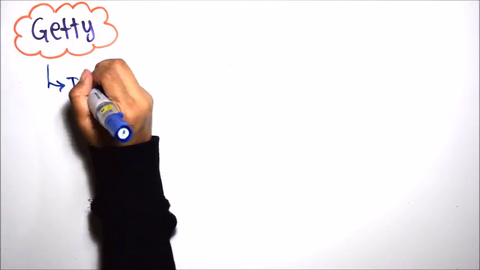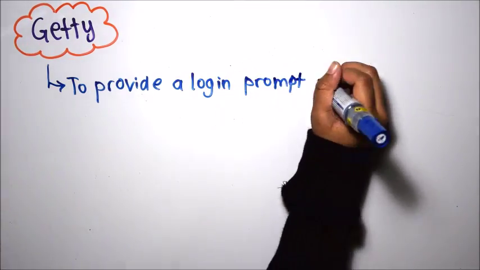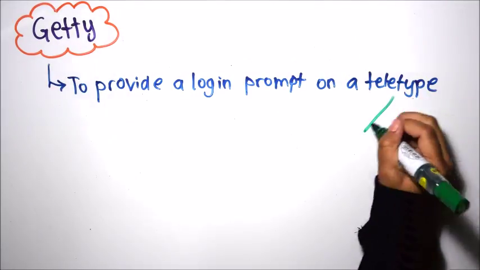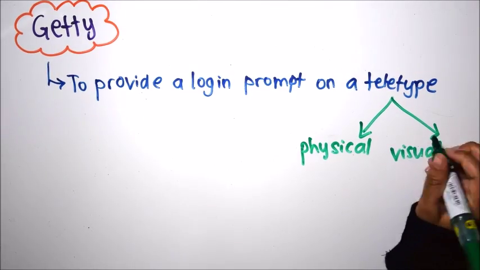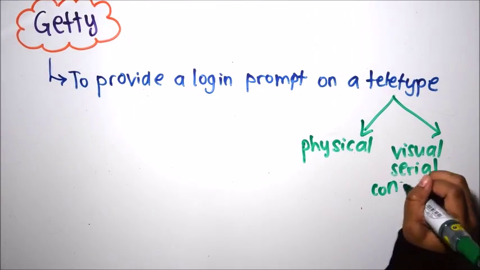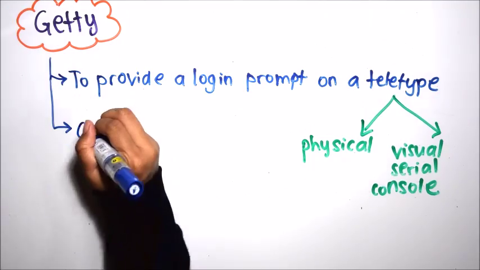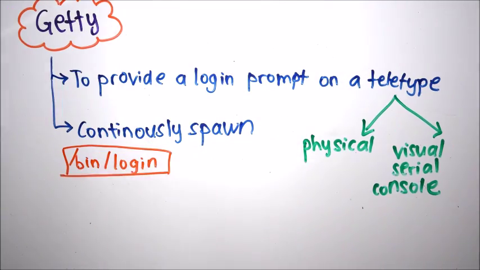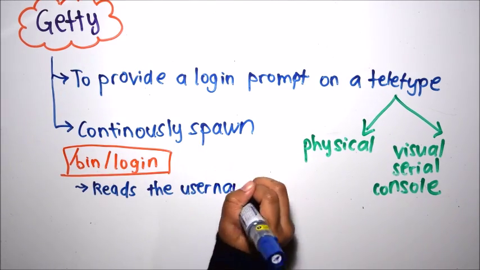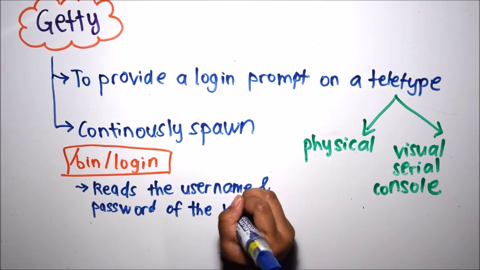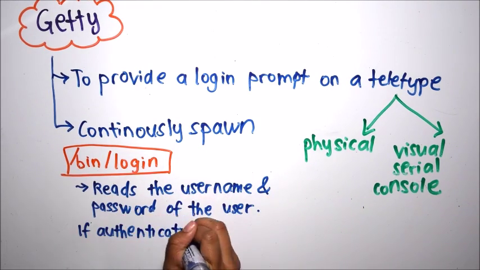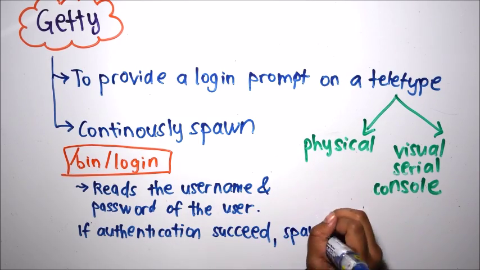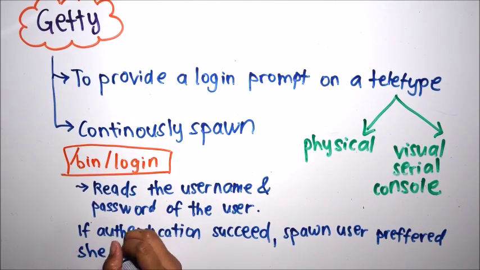Last but not least is called getty. It is to provide a login prompt on a teletype, which can be in physical or virtual serial console form. It will then continuously spawn /bin/login, which reads the username and password of the user. If authentication succeeds, it will then spawn the user's preferred shell.